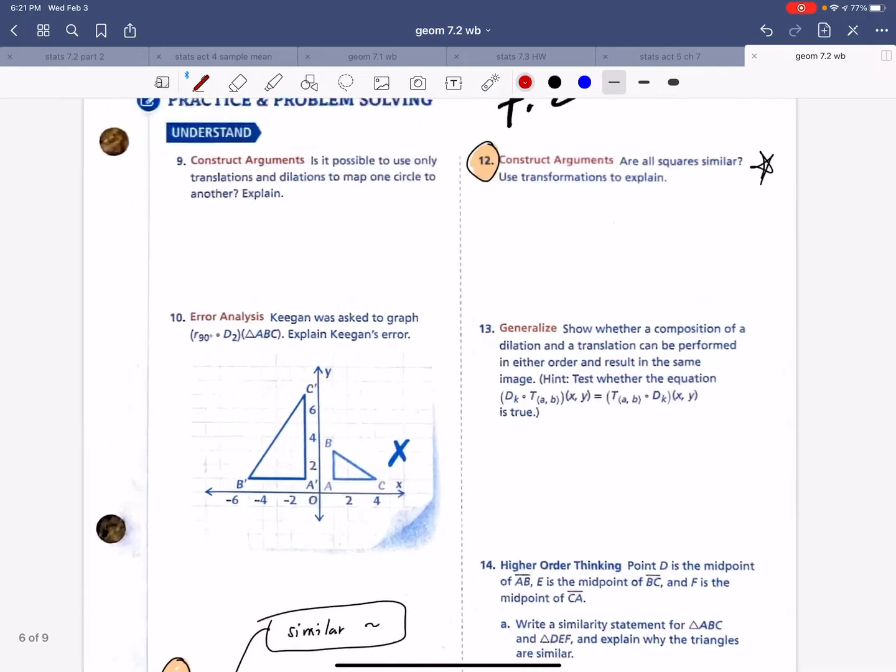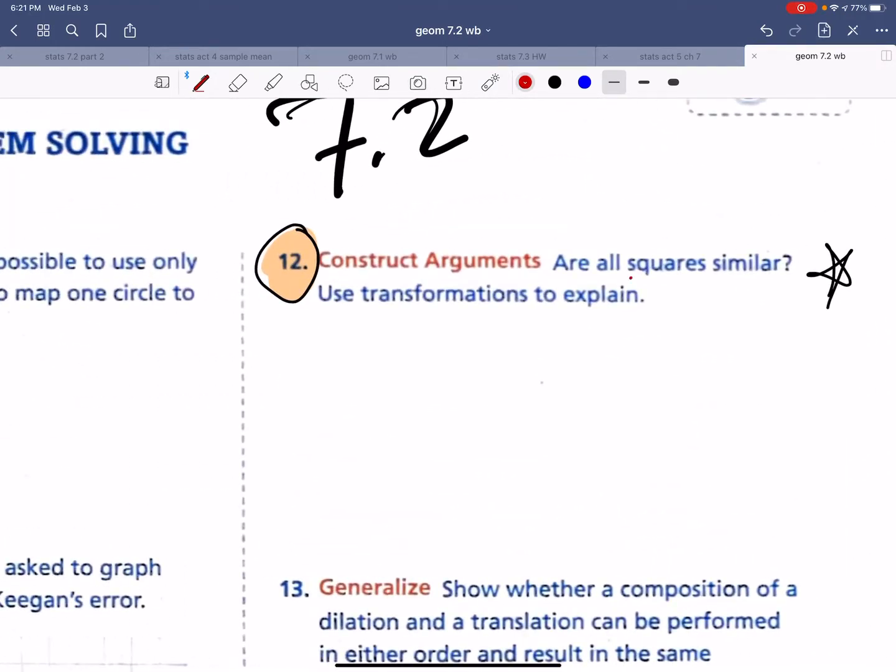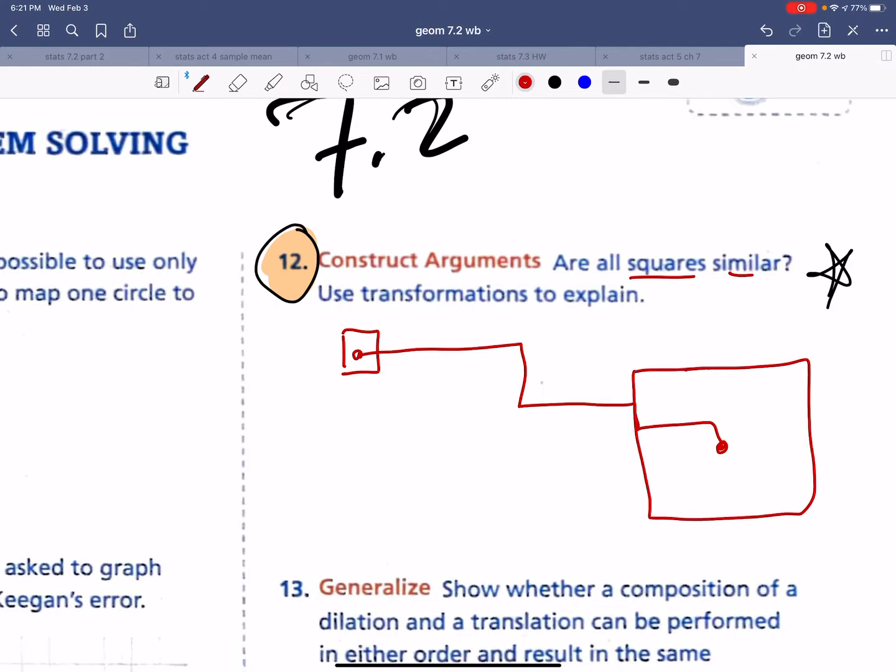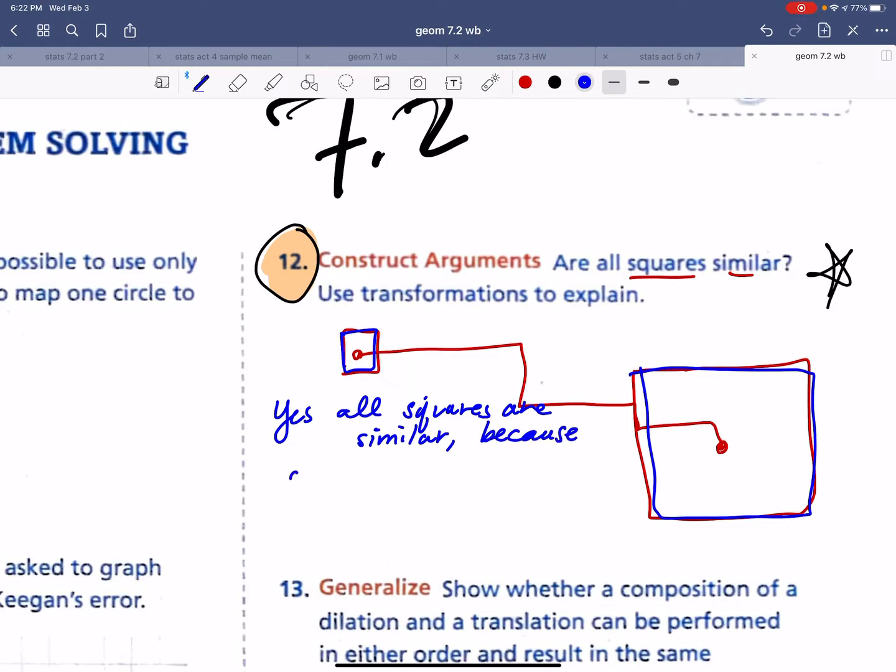Cool. Next one. Number 12 says, are all squares similar? We kind of already answered that in class, and you can Google it. If we move a shape and then blow it up, then we recognize it should fit right on top. So our answer is yes, all squares are similar, because the definition of similar is that angles are the same. We know those are all right angles, so the angles are the same, and the sides make the same ratio.